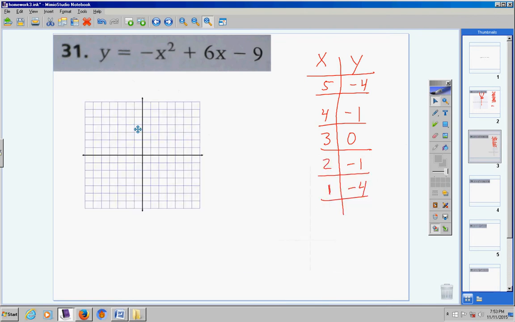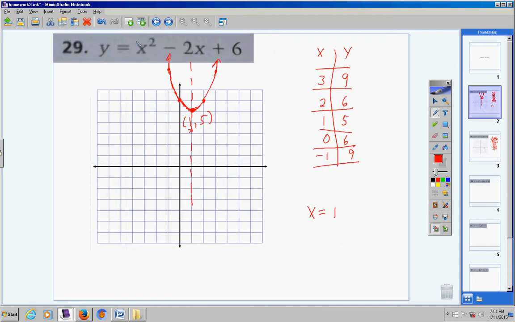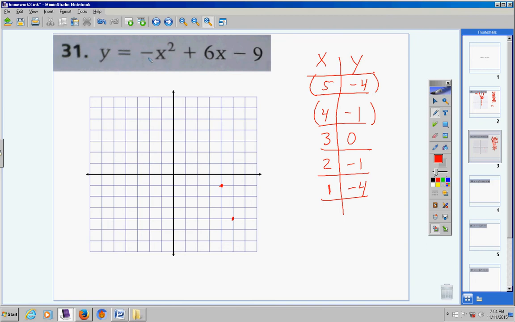Let's go ahead and graph this parabola. My first ordered pair is 5, negative 4. So 5, 1, 2, 3, 4, 5, negative 4. My next ordered pair is 4, negative 1. So over 4, negative 1. And by the way, in the last problem I should have said something. Notice your a was a positive 1. Since a is positive, the parabola opened upward. Here a is negative, so I know the parabola is going to open downward. Okay, my next ordered pair is 3, 0. Right here. My next ordered pair is 2, negative 1. And my next ordered pair is 1, negative 4.